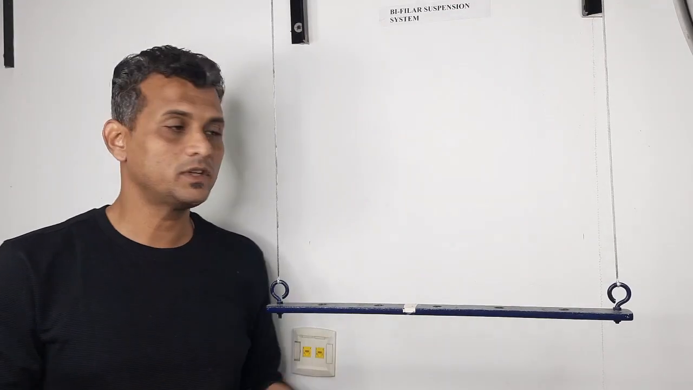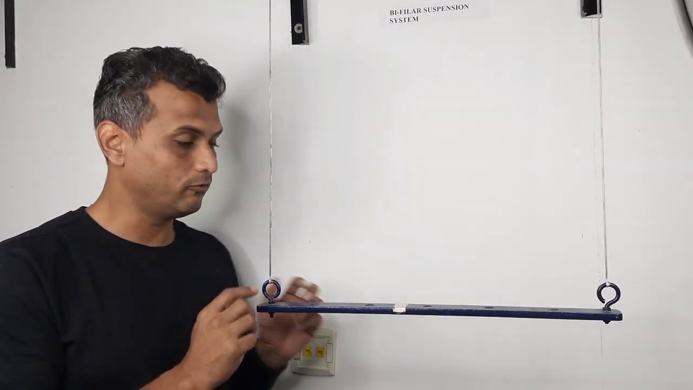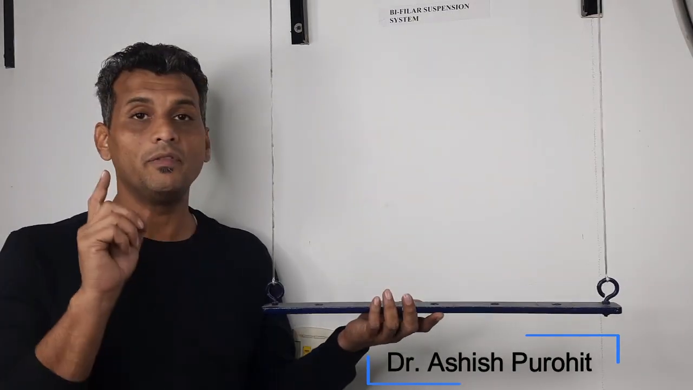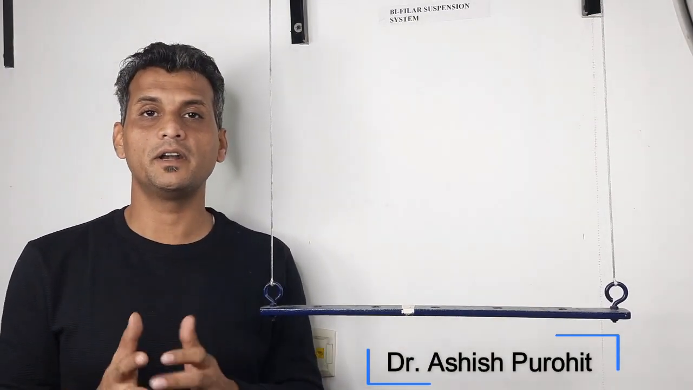About the degrees of freedom, the system has 3 degrees of freedom. One is this one, another is this one, and the third one is the rotational one. That is what we actually used to find the radius of gyration.